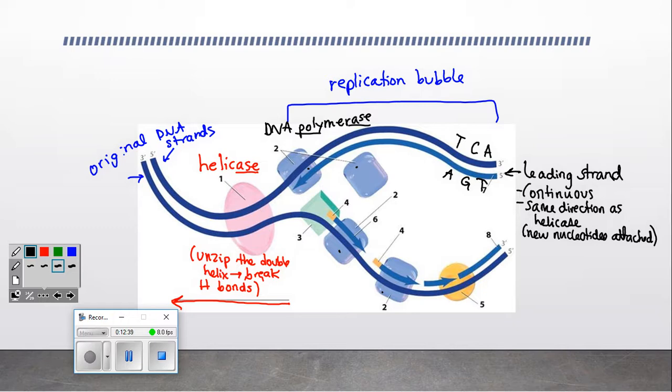Now, so far, does anyone want to ask any questions about what is happening when the DNA is replicating itself? Okay. So that happens on the leading strand.